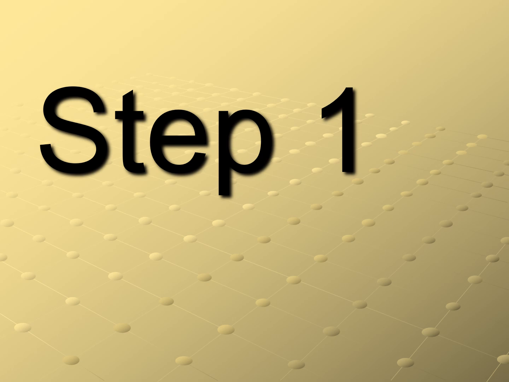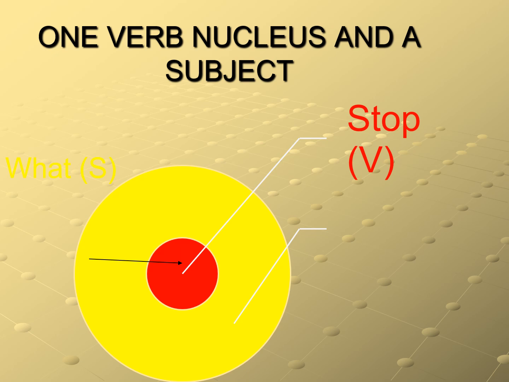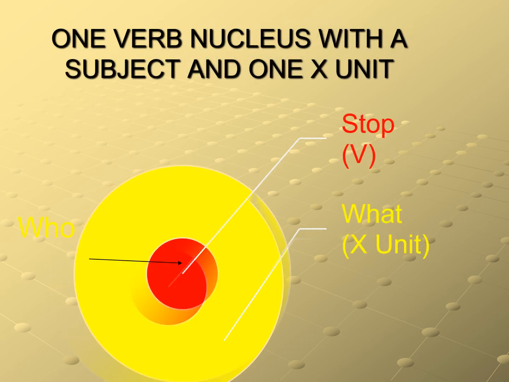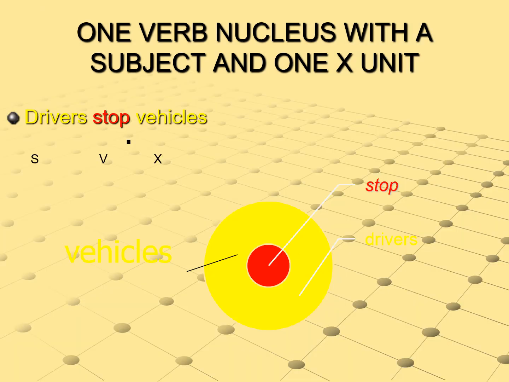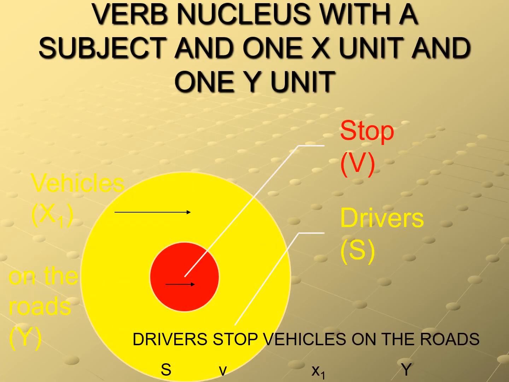Now we'll proceed to step 1, simple sentence formation. Draw a circle with an inner circle, mark V as the verb nucleus and mark the subject S, and form a basic sentence. Next, we expand the sentence as subject and verb nucleus by adding X units to it, and later Y units can be added as adverbs.